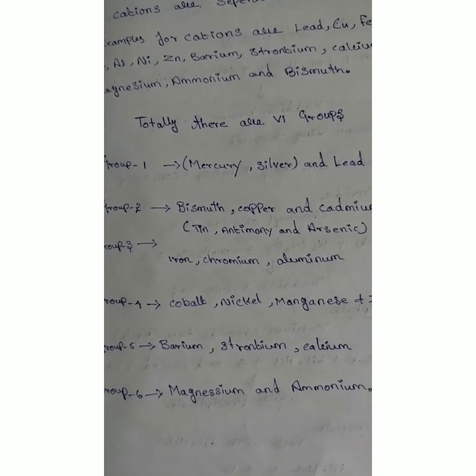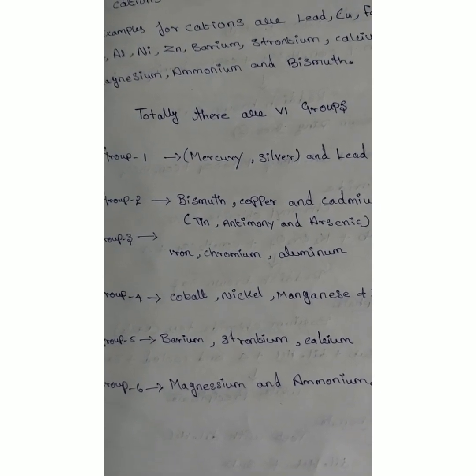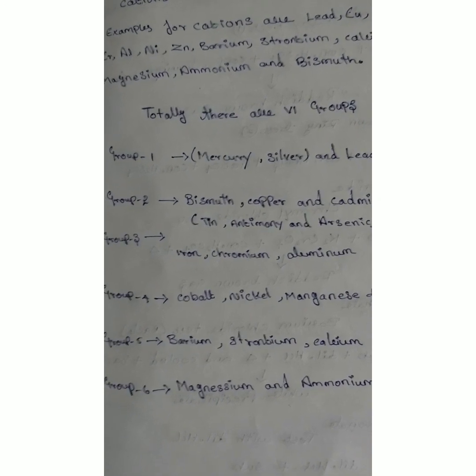In the first group we have mercury and silver. Due to their cost, they will not be given to the practical analysis students. So, lead is a common substance which is given to the students. And also in the second group, tin, antimony and arsenic are the rare substances which are given to the students.